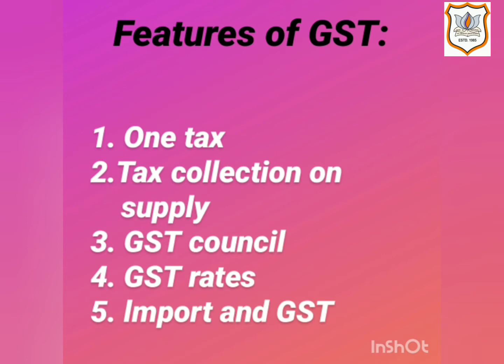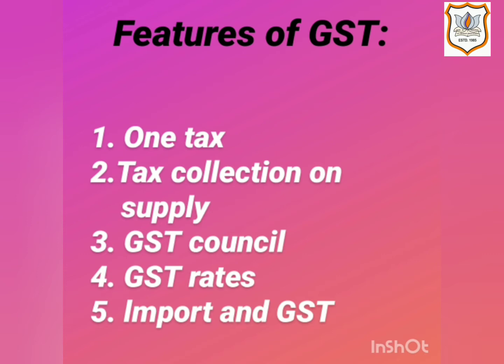Now the next point is GST rates. All GST rates are recommended by the GST Council. The GST proposes a four-tier rate structure. The tax slabs are fixed at 5%, 12%, 18%, and 28%, besides the 0% tax on essentials.